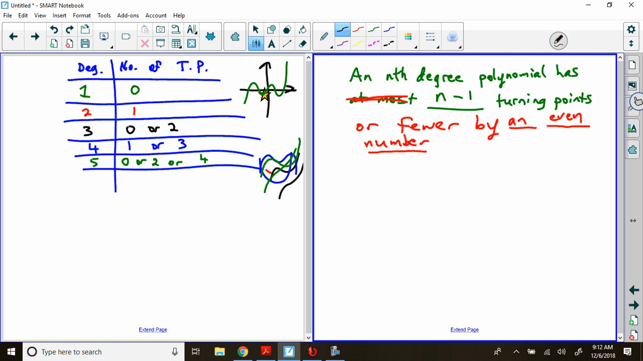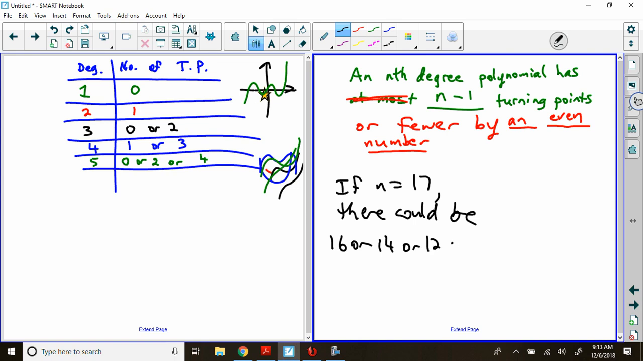So what if n equals 17? If n equals 17, there could be 16 or fewer than that by an even number. What's fewer than 16 by an even number? 14 or 12 or etc., all the way down to nothing, right? Get the idea? Good.